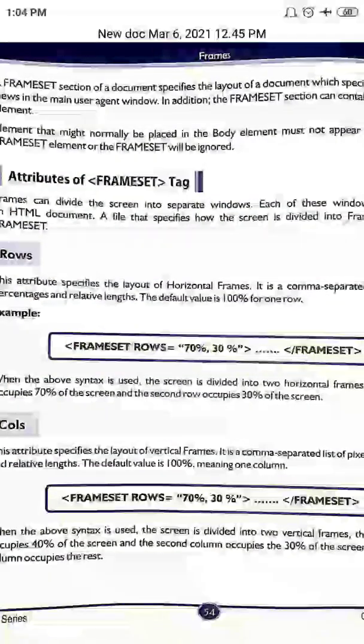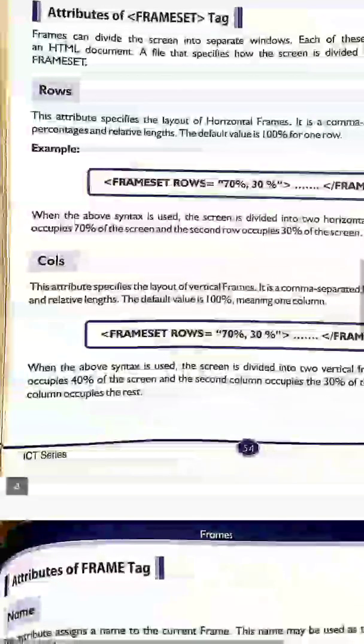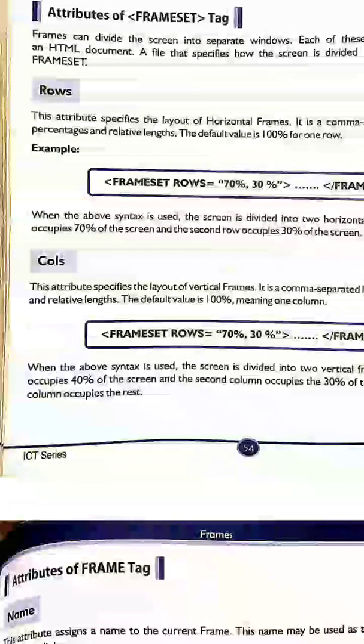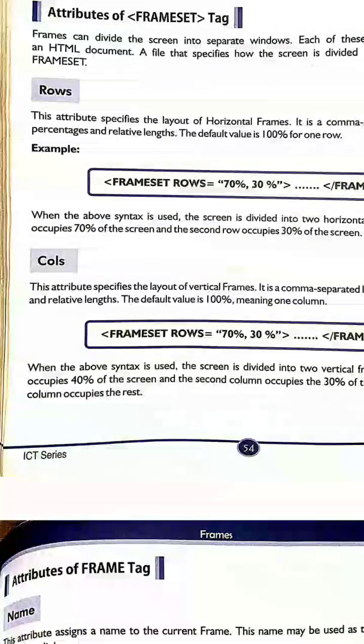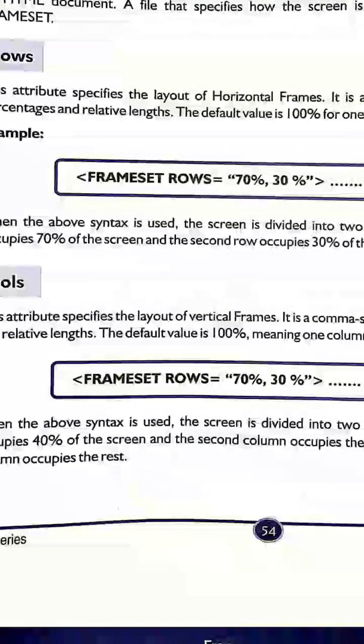There are two types of attributes in the frameset. One is rows, which separates the page by frameset. Rows means it will divide the page horizontally. Columns means it will divide the page with vertical divisions. So this is the attribute, the frameset rows.